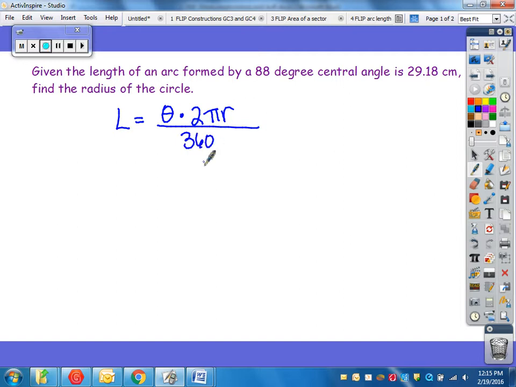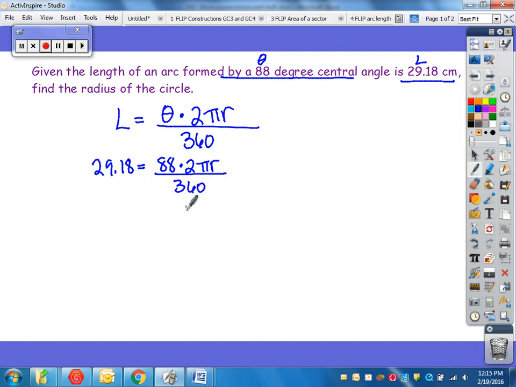So what we're given is that we have an 88-degree central angle, so that's going to be our theta, and we're given the arc length, so we're going to plug that in for L. So I'm going to plug in what I'm given. 29.18 equals 88 degrees multiplied by 2 times pi times the radius over 360.